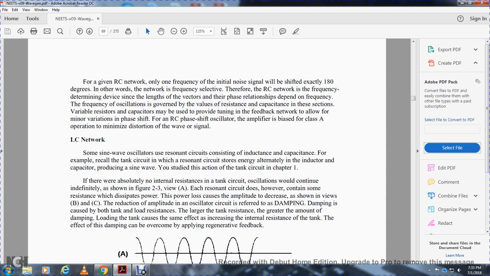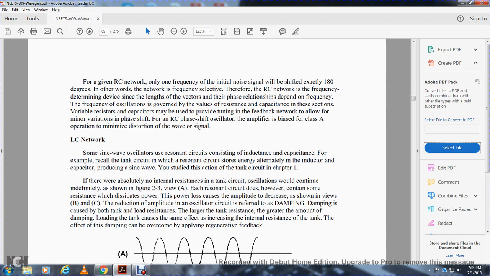For the given resistor-capacitor network, only one frequency of the initial noise will be shifted exactly 60 degrees. In other words, the frequency is selected by the RC network, which is the frequency determining device, since the length of the vector depends on the frequency. Oscillation is governed by the value of the resistance and capacitance of the section.